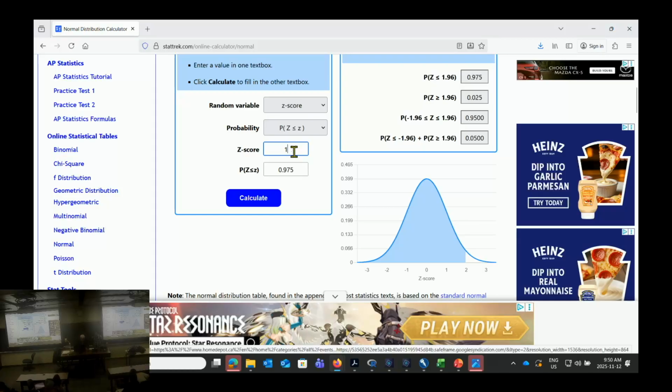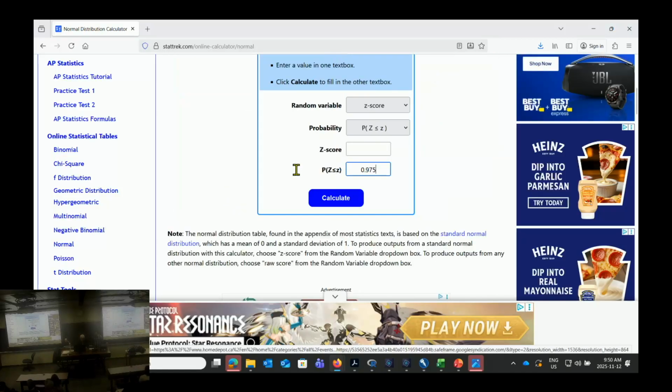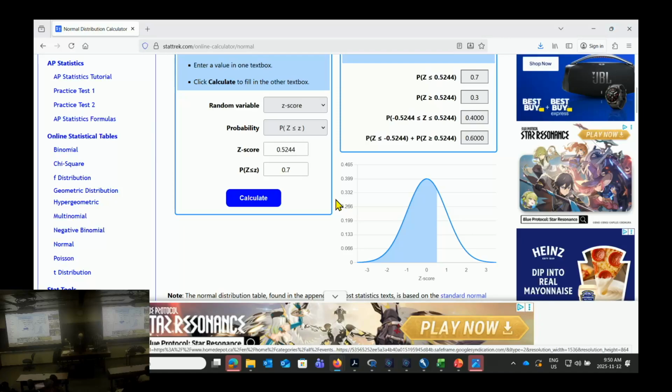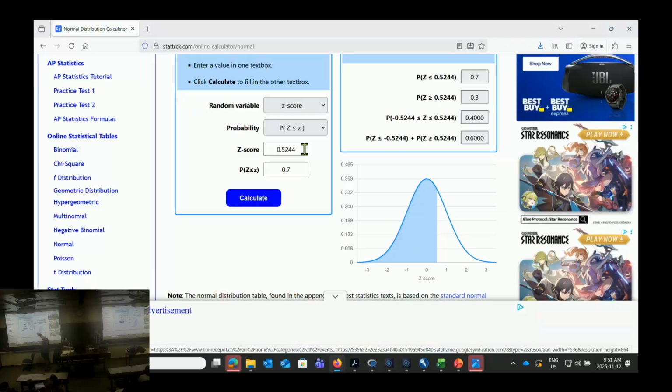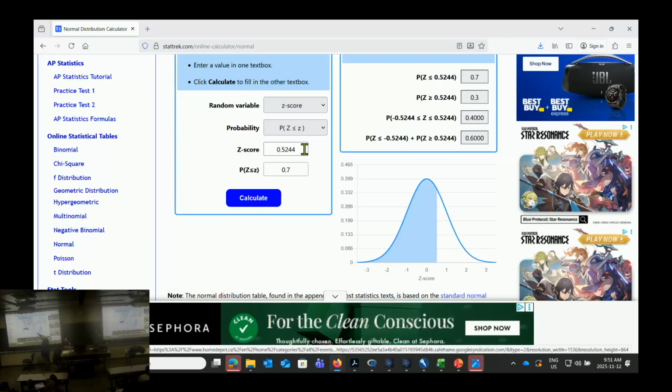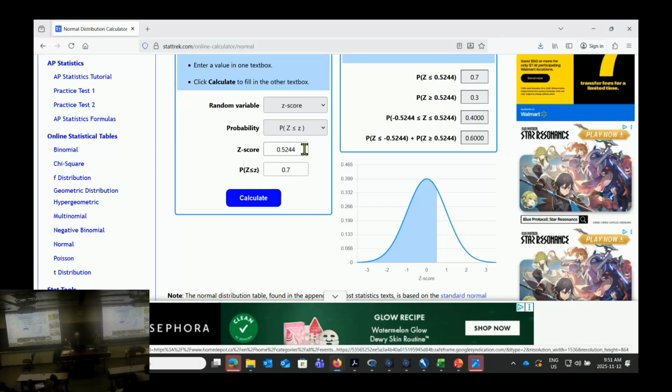So for example, we could give a cumulative probability, such as 0.7, and it will give us the z-score that corresponds to a cumulative probability of 0.7. In other words, to get a probability under the curve accumulated up to 0.7, that z-score is going to be negative 0.5244. And we've got some other options here too.